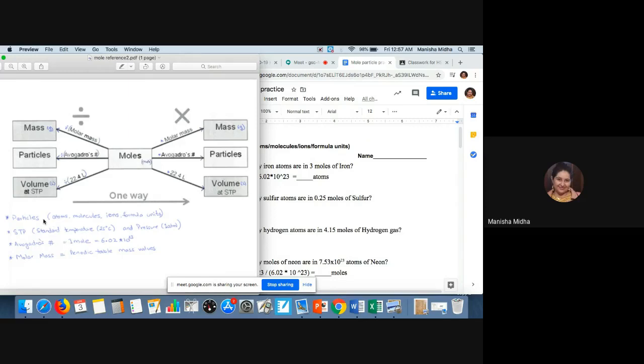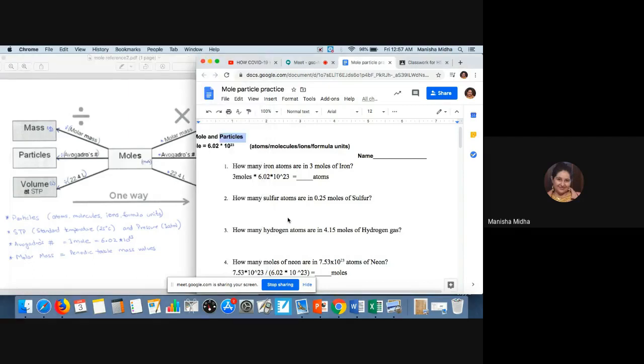On the bottom of this page I have some handwritten notes. 1 mole, this number, I already told you, it's 6.02 times 10 to the power 23. It is also known as Avogadro's number. There is another letter in here, STP, which I will talk about later when we get to volume. But for now, let me just show you how to do the questions in the handout.